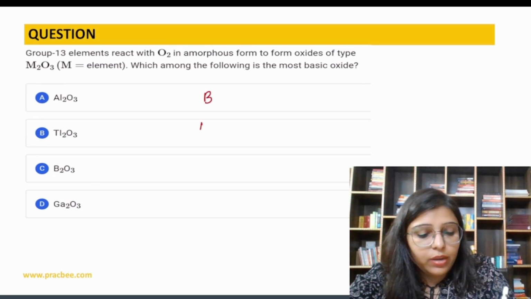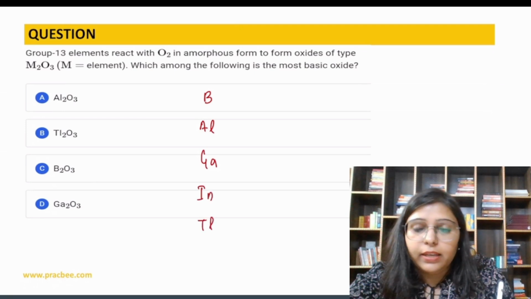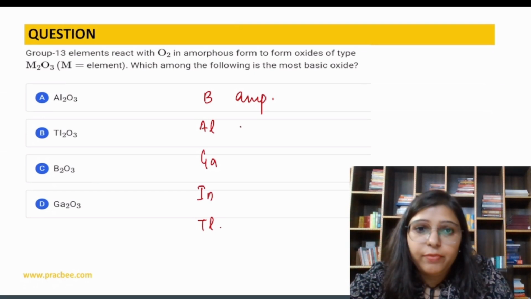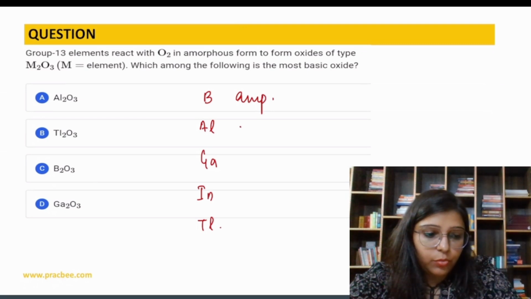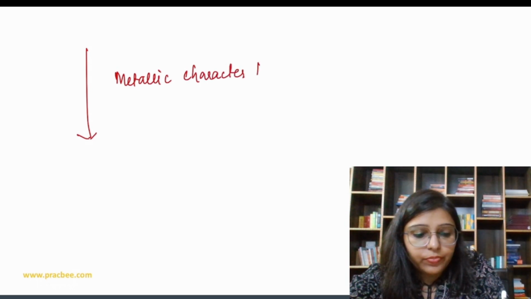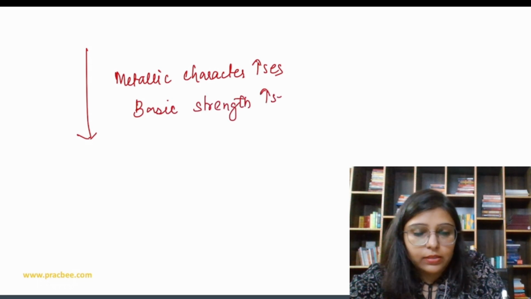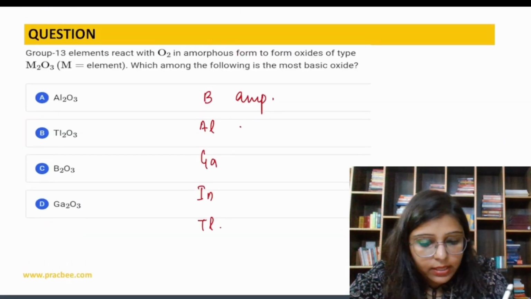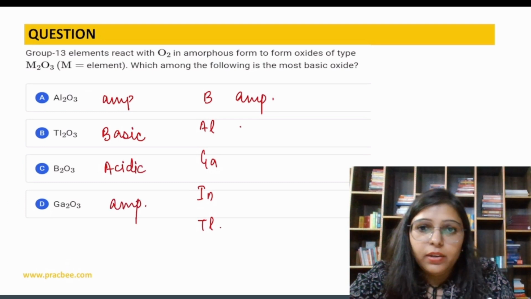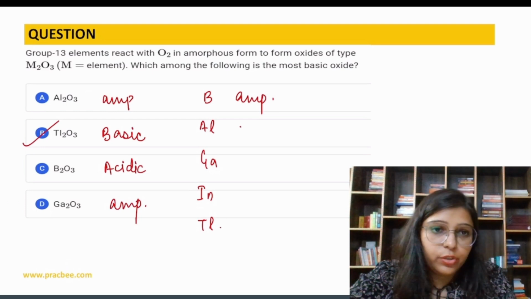So see, we have boron, aluminium, gallium, indium and thallium. Boron oxide is acidic, right? On moving down the group, metallic character increases, and if metallic character increases, then basic strength increases. So we can say aluminium oxide is amphoteric, thallium oxide is basic, B2O3 is acidic, and Ga2O3 is also amphoteric. So the most basic is going to be thallium oxide. That is going to be the correct answer.